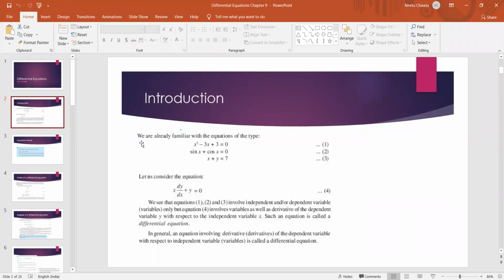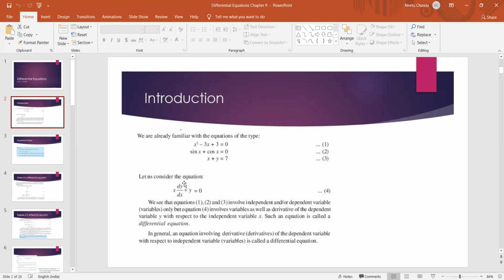So see this, here it is written, we are already familiar with the equations, x square minus 3x plus 3 is equal to 0, sin x plus cos x is equal to 0, and x plus y is equal to 7. These all can be considered in the polynomials. But now let's see equation number 4, x dy by dx plus y is equal to 0. In equations 1, 2, 3, these are all independent or dependent variables, but equation number 4 involves variables as well as derivatives of the dependent variable y with respect to the independent variable x. Such an equation is called a differential equation.